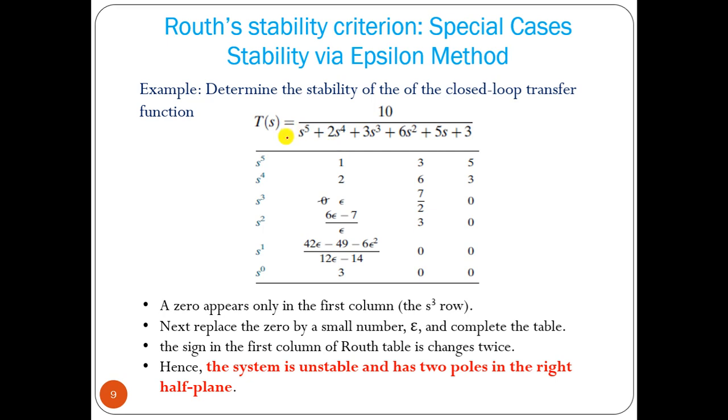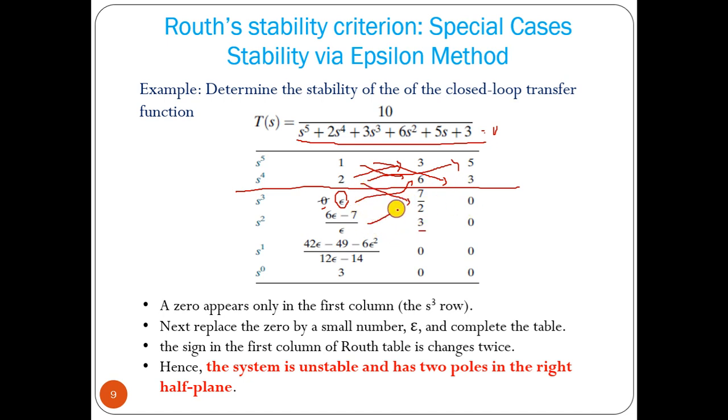Okay. Here this is the characteristic equation equal to 0, s to the power 5. So in the first two rows, s to the 5 and s to the power 4, we have to put all the coefficients alternately: 1, 2, 3, 6, 5, 3. Now we can calculate. This is 6 minus 6, 0 by 2, so 0. 0 we can replace by epsilon, and here the value is 10 minus 3, 7 by 2. Okay, so this is epsilon. So what will the next value be? 6 into epsilon minus 7 divided by epsilon. Okay, and here epsilon into 3 minus 0 by epsilon, that will be 3.